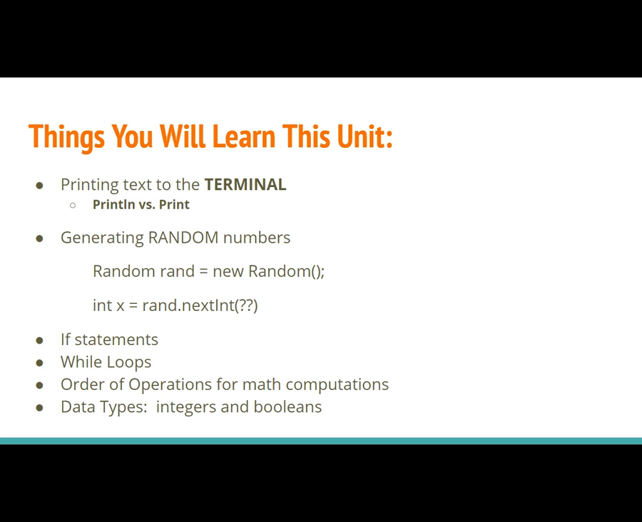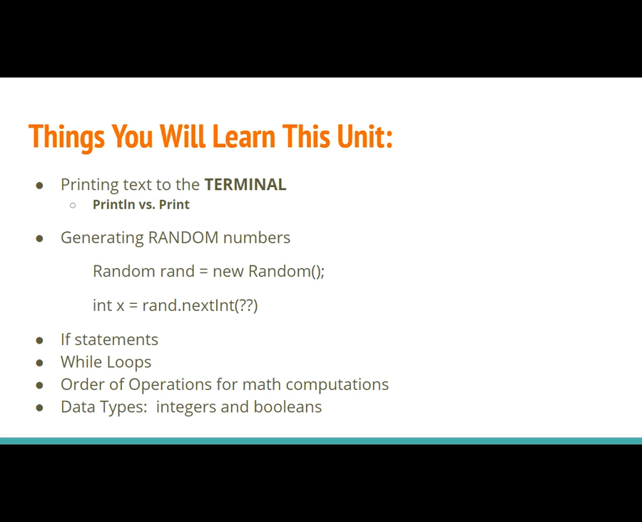We're also going to learn how to generate random numbers. We're going to learn if statements, while loops, order of operations for math computations, and we're going to learn about different data types. It's okay if none of these make sense to you right now, but at the end of this unit, before your test on September 28th, you're going to be able to look at this slide and be like, oh yeah, I know what that is. So right now, this is where we're going for this unit. Are we good so far?